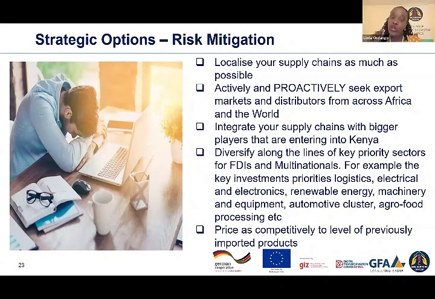Integrate them in your supply chains, and diversify along the priority sectors for FDIs and multinationals. I've talked about the key sectors. And then price as competitively as the level of previously imported products. You can add more. These are my initial strategic priorities. But there's always hope. Literally, there's always hope. I know it because I'm in business, and there's always hope.